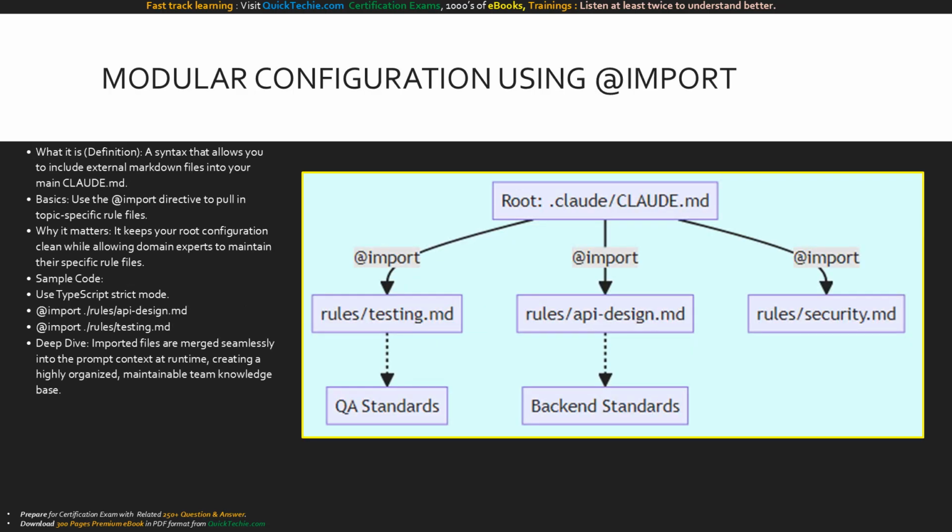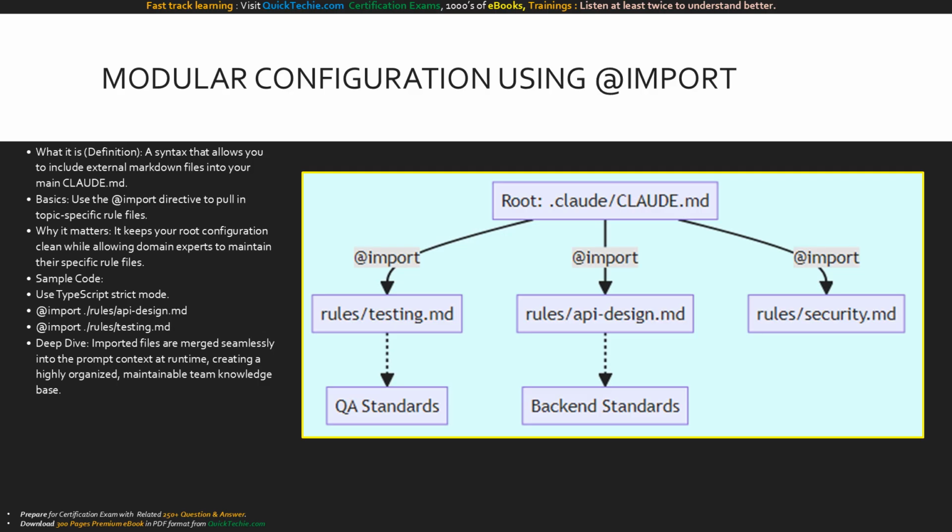To solve the monolithic file problem, Claude Code offers a powerful modularity feature, the @import syntax. What is this? It's a way to dynamically include external Markdown files into your root configuration. Instead of writing all your testing, deployment, and API design rules in one massive file, you create a lightweight root .claude/claude.md.